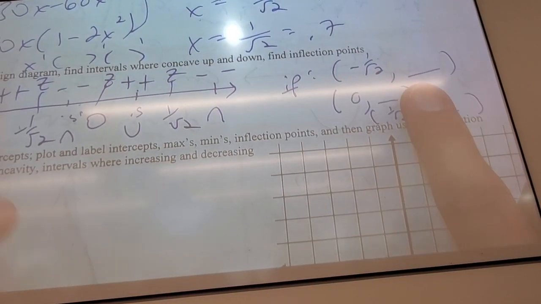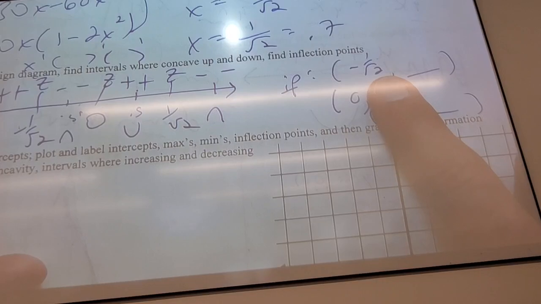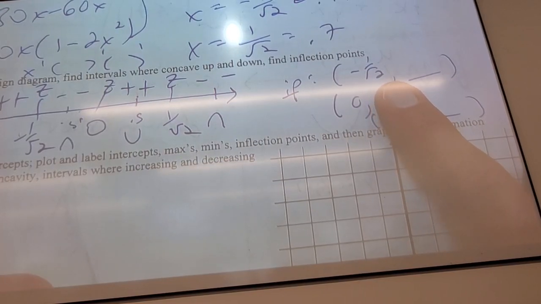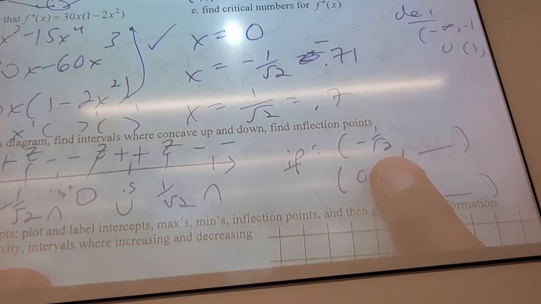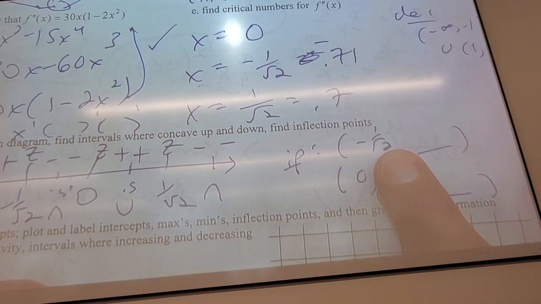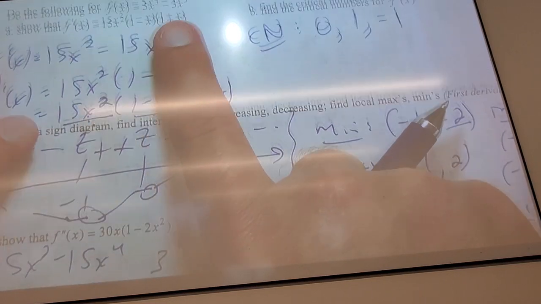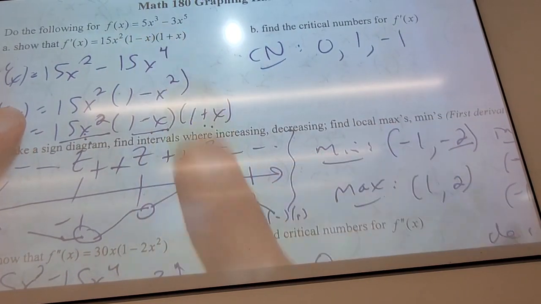And where we left off, I didn't feel like trying to do that in my head. And I was really lazy, I didn't go get a calculator. So now let's figure out what this inflection point is. So I just have to plug -1 over square root of 2 into my function.